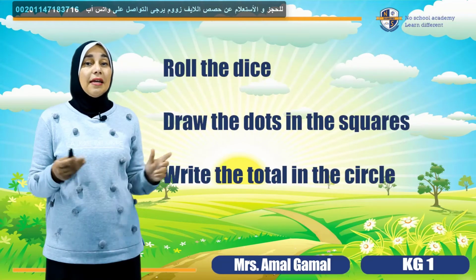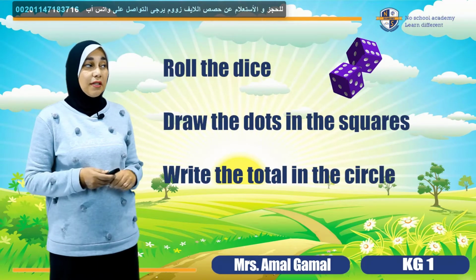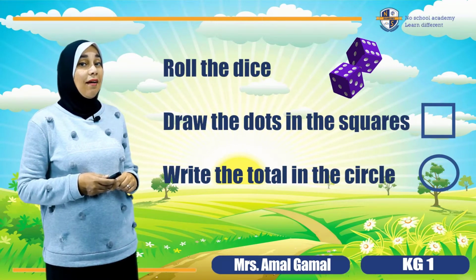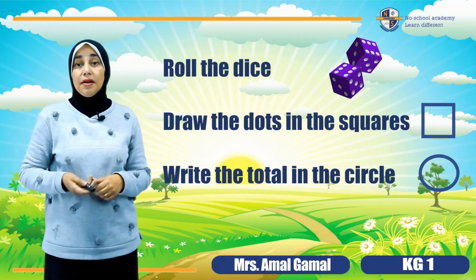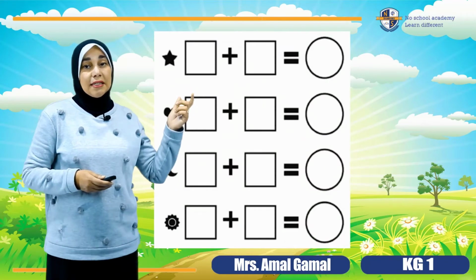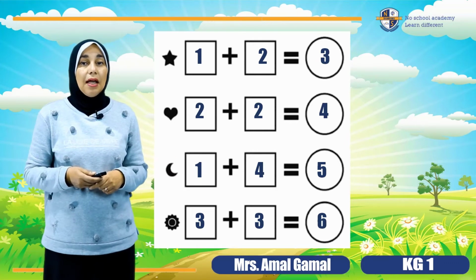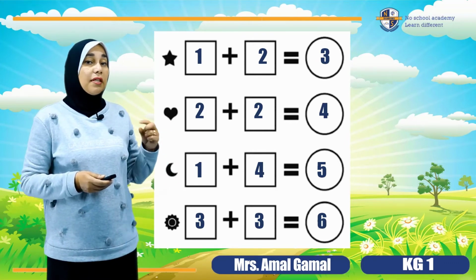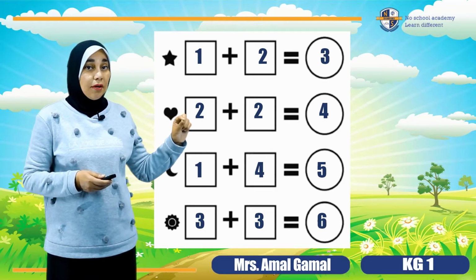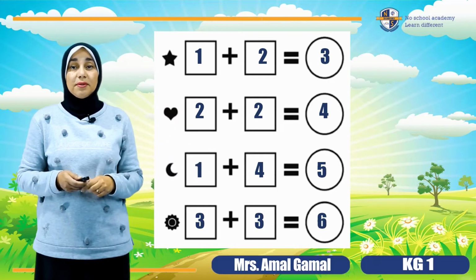We are going to play a game. We are going to roll the dice. And we are going to draw the dots in the square. And then we are going to write the number at the end when we finish everything, the total in the circle. So if I roll the dice and it gives me a number from 1 to 6, any number. And then I roll the dice one more time. I put the second number into the second square. Then I'm going to add them together and find out the total. What is the total for these 2 numbers?